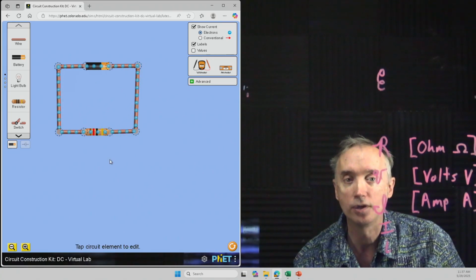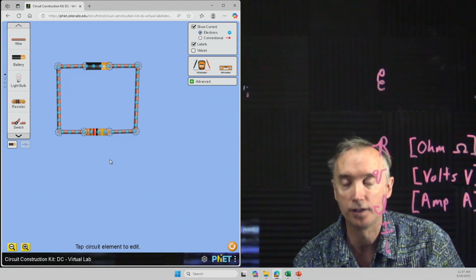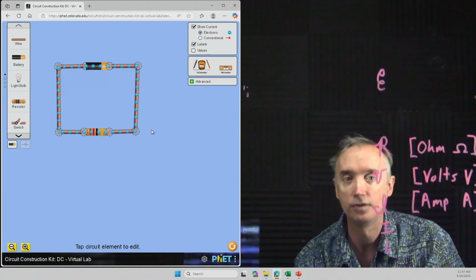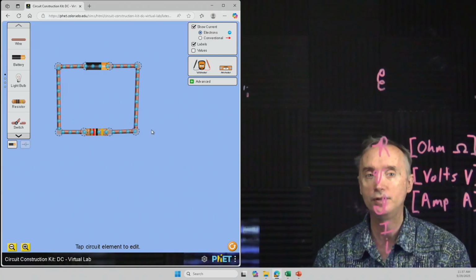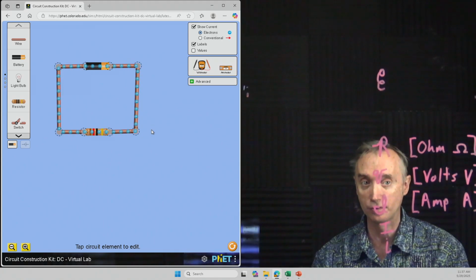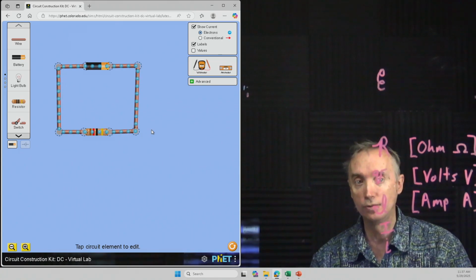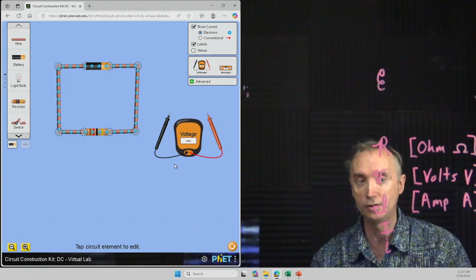Now, we're going to measure it using a device. So we need to measure the voltage, and then we need to measure the electrical current. So let's start with the voltage, and so we're going to grab a voltmeter.